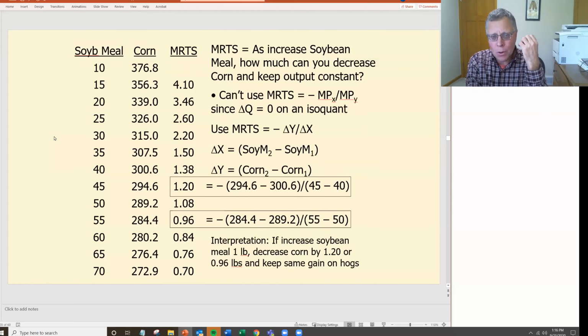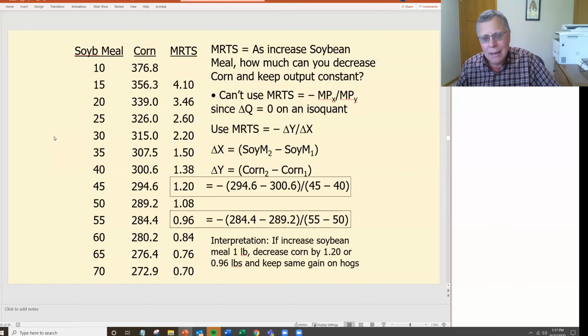It's the marginal rate of technical substitution. As you increase soybean meal, how much can you decrease corn and keep output the same? Keep putting 125 pounds on those hogs. Well, we can't use the MRTS as the ratio of the marginal products because delta Q is 0. Everywhere along there delta Q is the same. Q is the same. There's no change in Q. Because what is the marginal product? It's dQ/dx divided by dQ/dy. And so there's no dQ. dQ is 0.